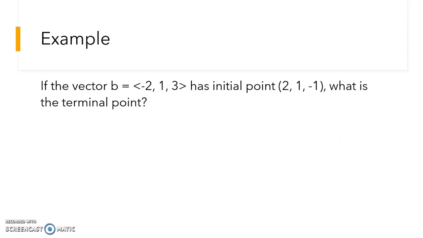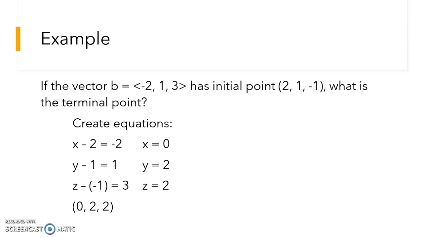So this is a three-dimensional example that works in the same exact way as the previous example. They've given us the vector b with component form (-2, 1, 3), and it has initial point (2, 1, -1), and we need to find the terminal point. So see if you can follow the same steps that we did last time and find that terminal point.